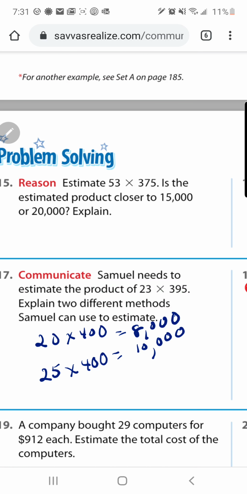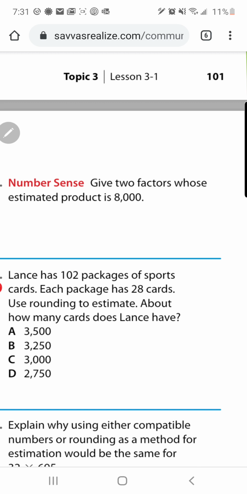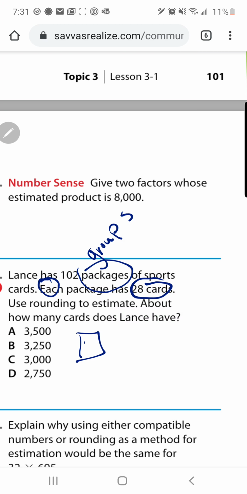Okay, let's move on to number 18. It says Lance has 102 packages of sports cards. Each packet has 28 cards, and we can tell again these keywords right here. Packages tell me that this is the number of groups, and 28 cards helps me to understand that that's the number in each group. So whenever I have the number of groups and I have a set amount in each group, I know that that is multiplication. Okay, and so on and so forth for 102 packages, right?